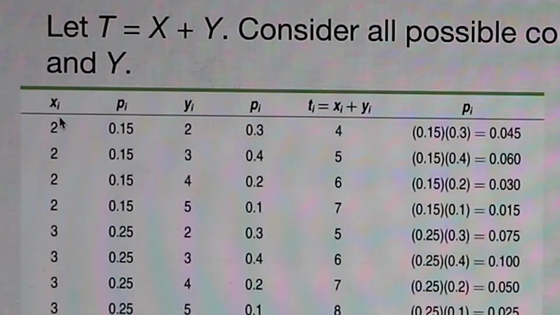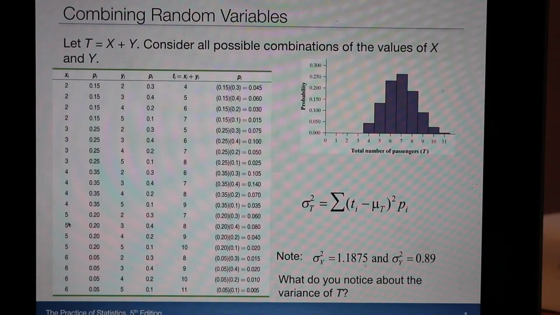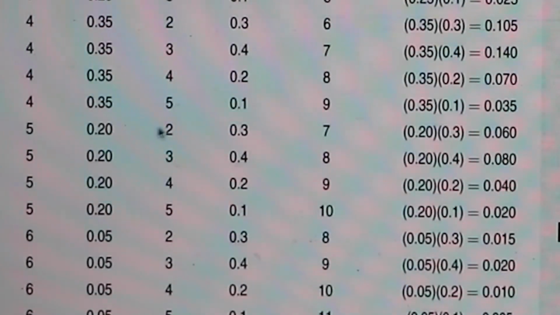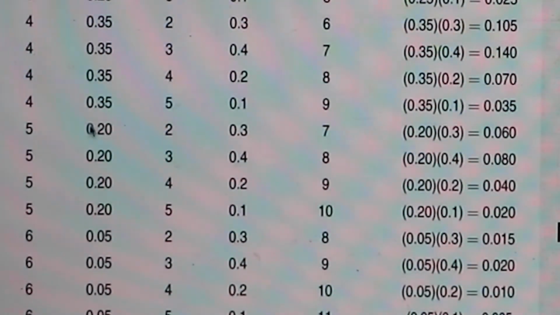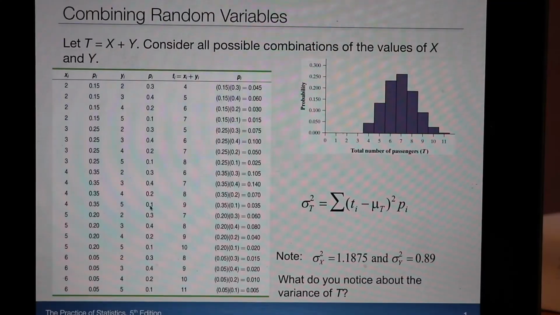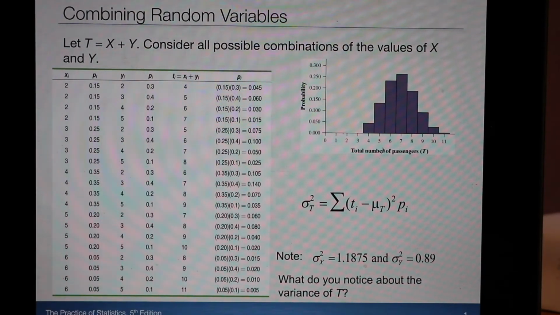We have to do this for every single possible combination. So you'll notice here, Pete could have 5 and Aaron could have 2. There's a 20% probability for Pete having 5, 30% for 2, so the total is 7. Then you multiply those two probabilities and get 6%. So you do that for every single possible combination. And check this out. This is how it is distributed.